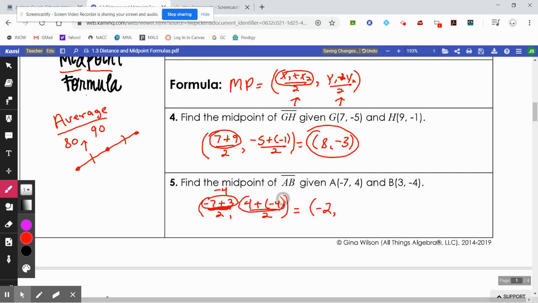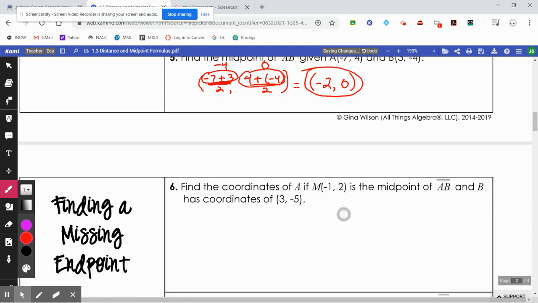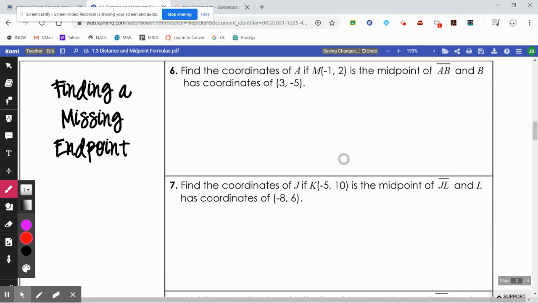When you add 4 and negative 4, it gives you 0. When you divide 0 by 2, it gives you 0. 0 divided by anything would be 0. So if you were to construct this line segment and draw at (-2, 0), that would be the point directly between the endpoints of that line segment. Okay, now we're going to work the problems actually backwards. We're given a midpoint and an endpoint, and we're asked to find the other endpoint.